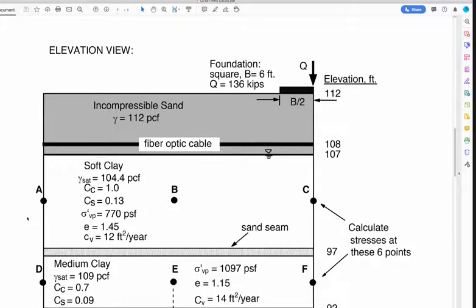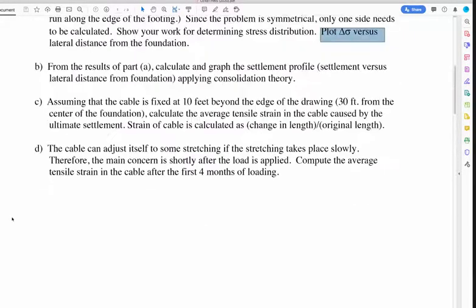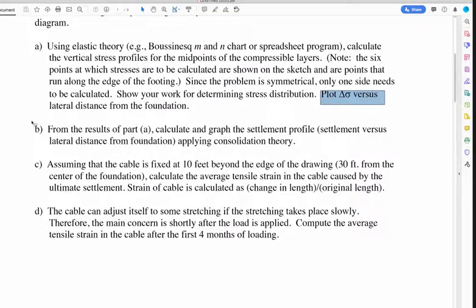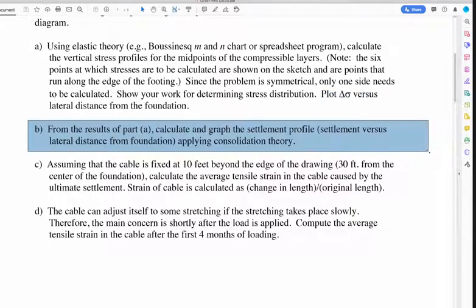And intuition would say, boy, you certainly think that there's probably going to be a greater stress change right beneath the center of that foundation than far away, 20 feet away. And I'll let you explore how that unfolds with the actual numbers. And from the results of this, you're going to actually calculate the consolidation settlement profile, which would be settlement versus lateral distance from the foundation.